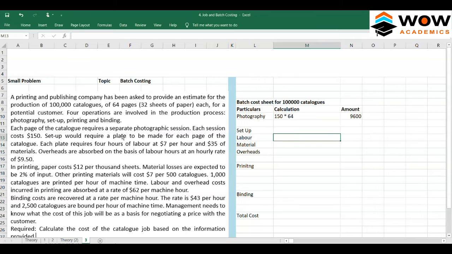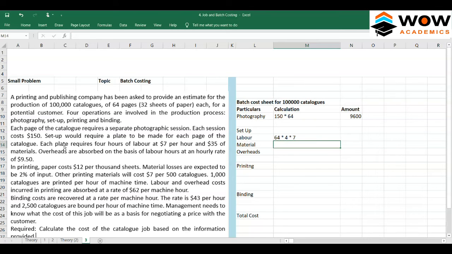Setup would require a plate to be made for each page. So how many pages do we have? We have 64 pages. And what is the cost? The cost is going to be $7 per hour. 64 pages are to be produced, so for every page we have to create a plate, and each plate will take 4 hours of time. Each hour has to be paid at 7. Done.